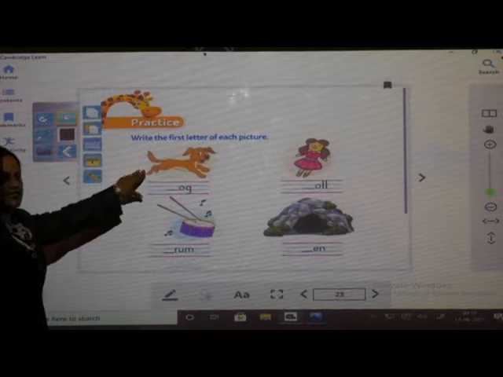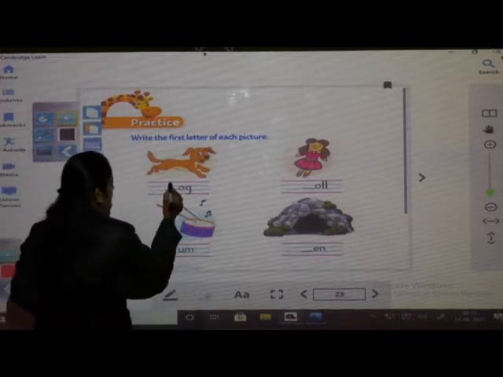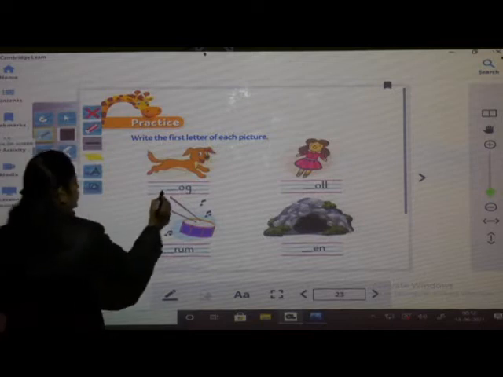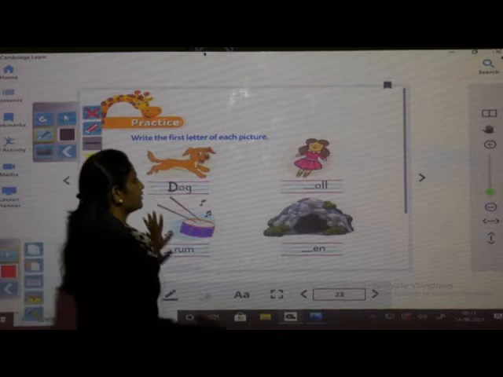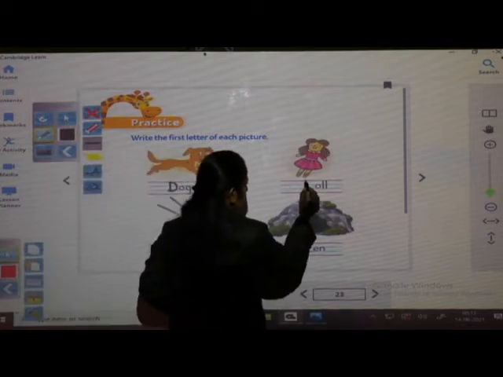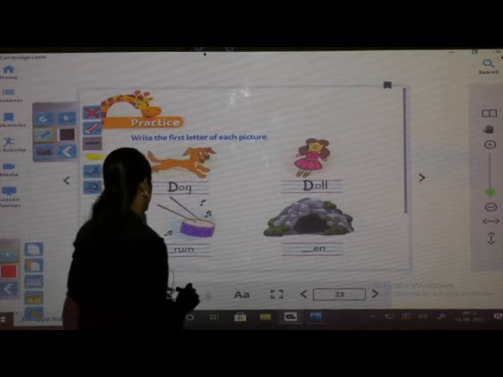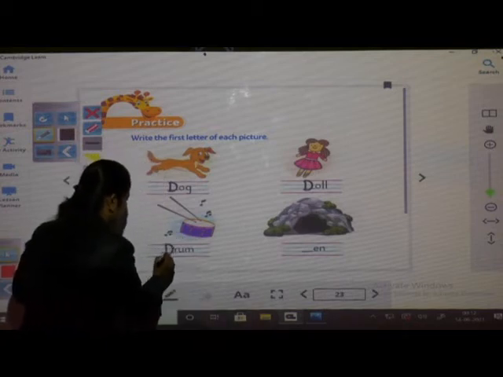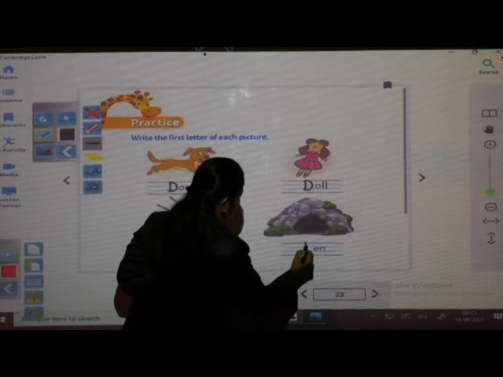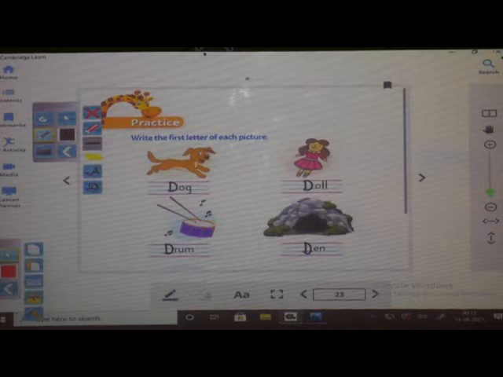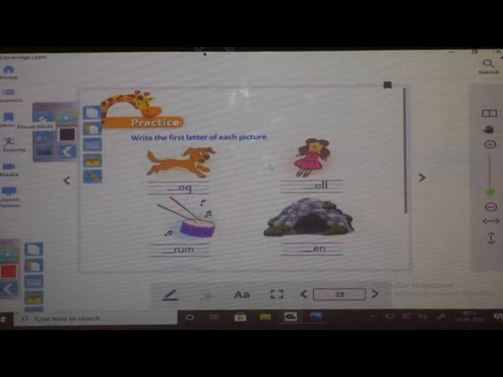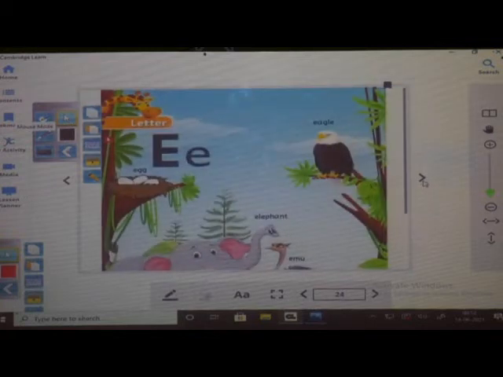So which picture is this? Dog. So it starts with letter D. So you have to write here capital letter D. Dog. This is doll. Drum. And den. Okay? So you have to write here capital letter D. Okay? Finished? Now you have to turn the page and next letter you have to see on the board.